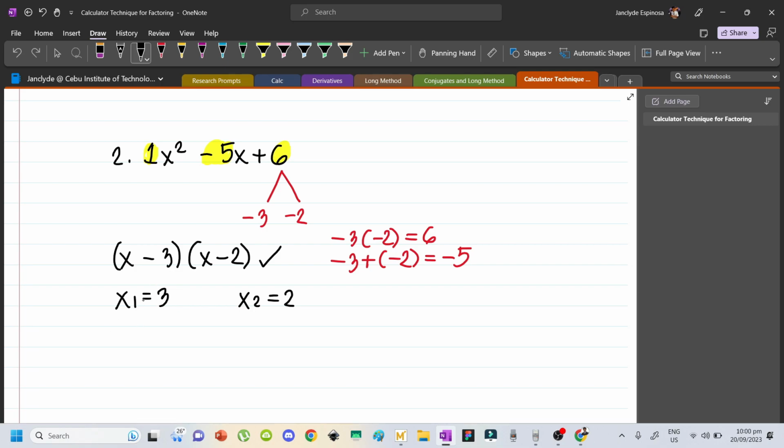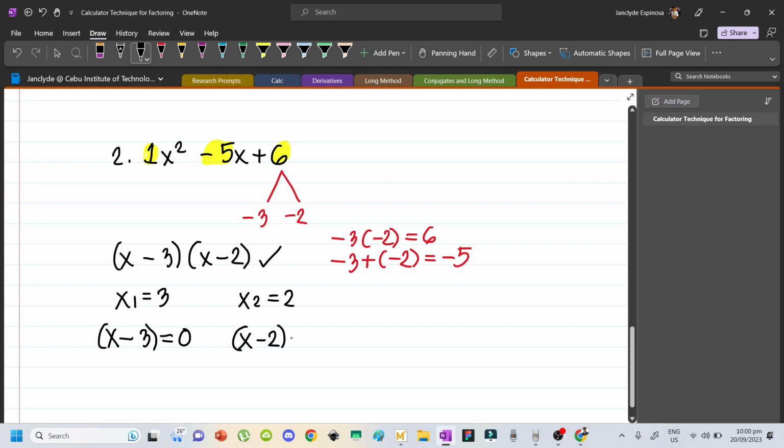Setting these to 0, we move 3 to the left side, so it will be x minus 3 equals 0. And we also move 2 to the left side, so it will be x minus 2 equals 0. And so these would be your factors.